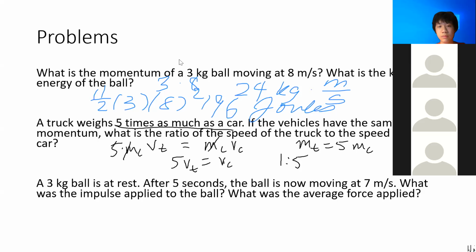So using that, you can find that the force is equal to 4.2 newtons, and that's the average force. Then you have the impulse, which is force times change in time. We already know the force, so that is just equal to 4.2 times 5, which is 21 newtons.